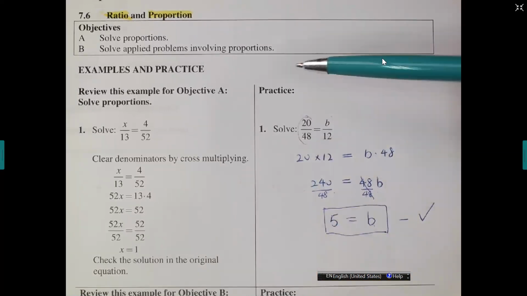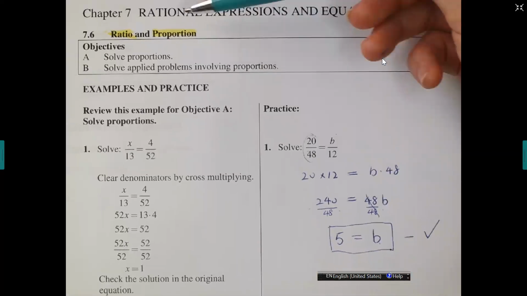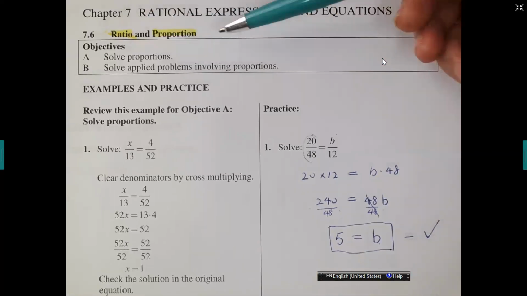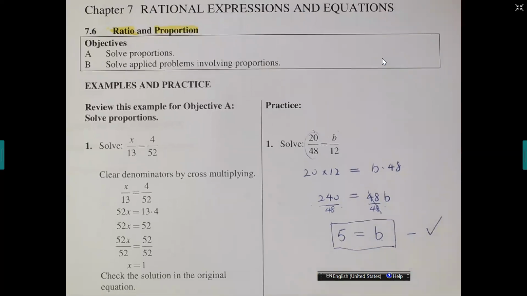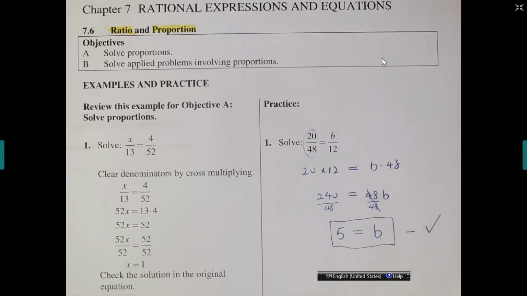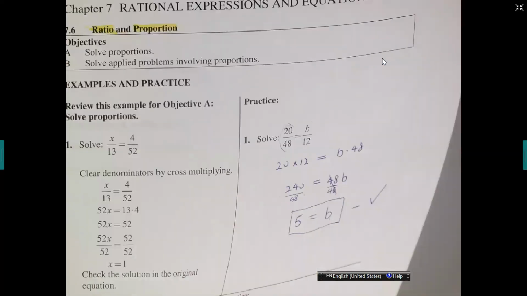So for what we see in section 7.6, ratio and proportion, we are still dealing with a special type of rational equation. Two ratios, two rational expressions, one on each side. So then we do not need to look for the LCD anymore. Just do the cross multiplication, solve the equation. And if it is needed, we still need to go check the answer.